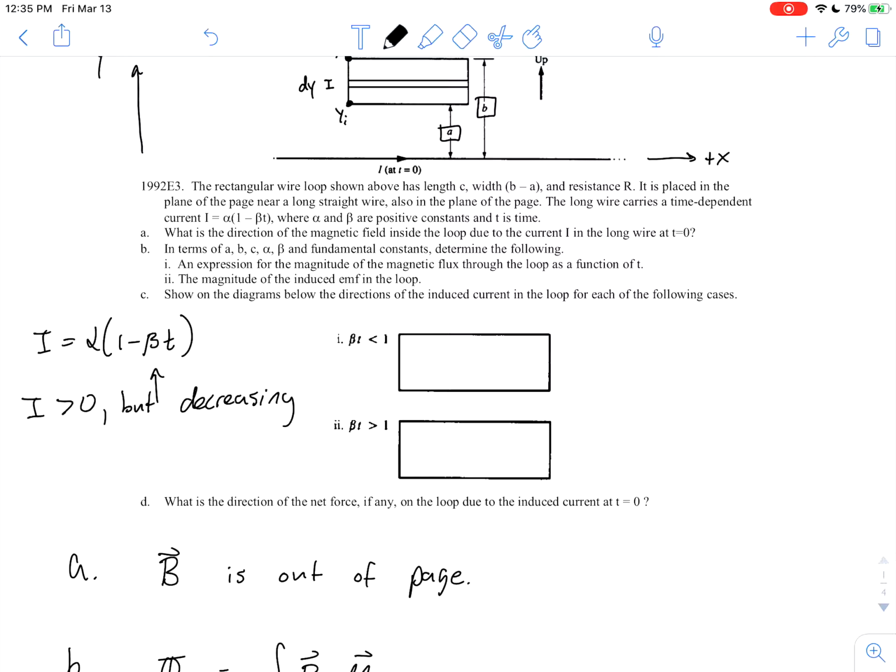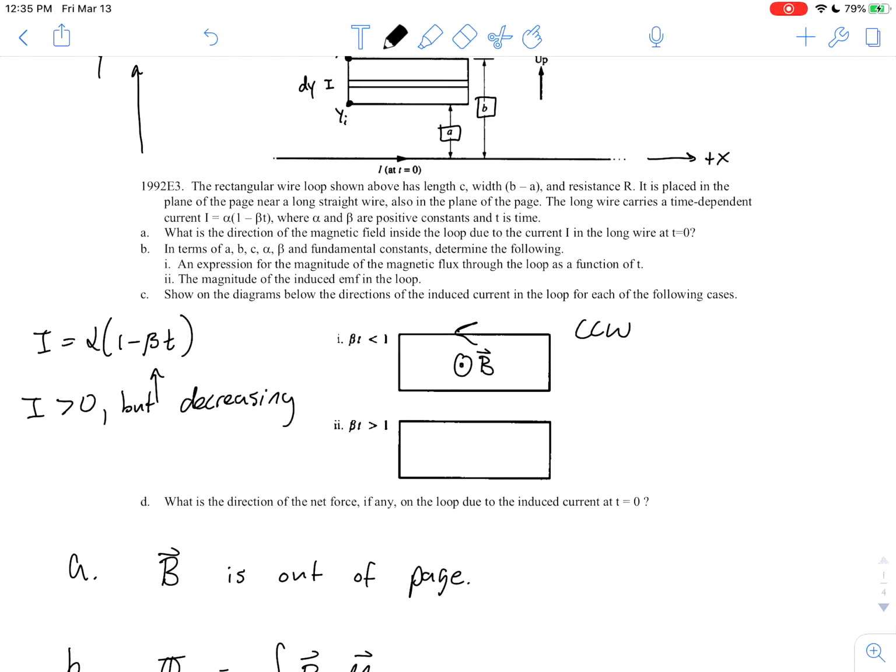So if the flux is decreasing, then we want our induced B field, using Lenz's law, to oppose that change. So your thumb is going to point out of the page to stop that decrease. That would be the direction of the induced B field in the loop. And so B field, in this loop, is out of the page. And in order to create that B field, we need a counterclockwise current. Okay, so a little tricky there.